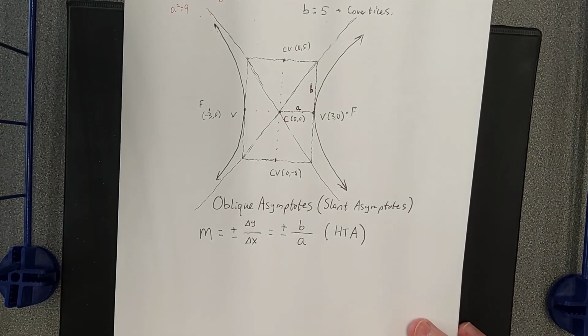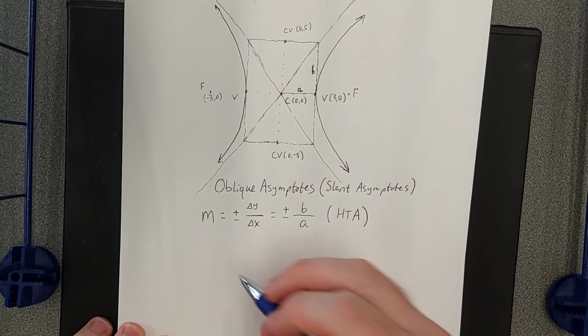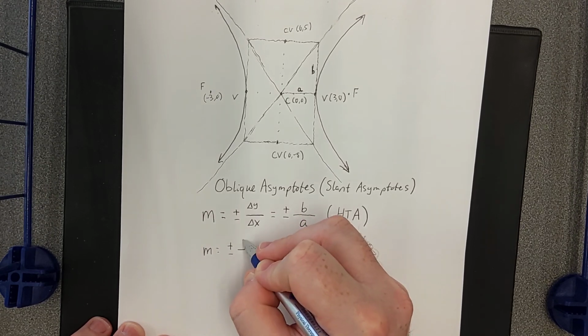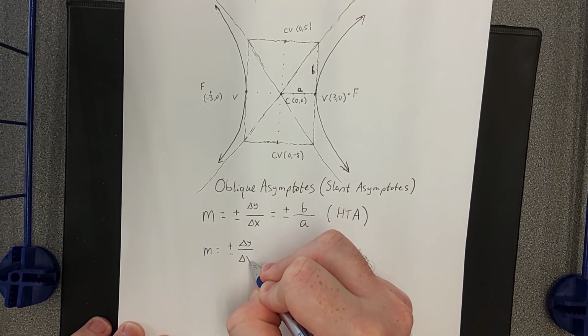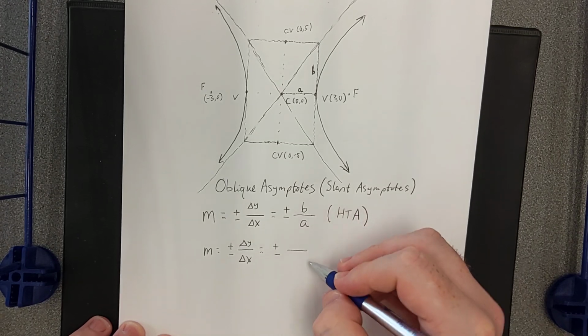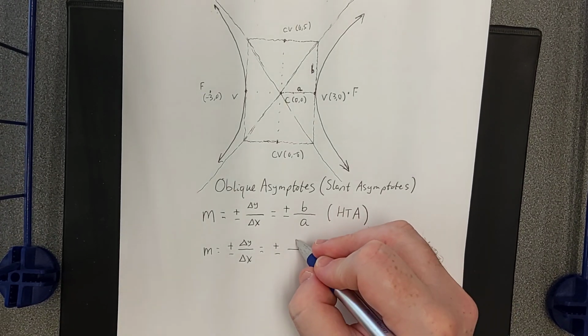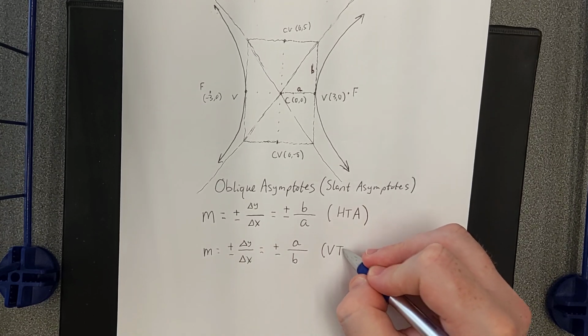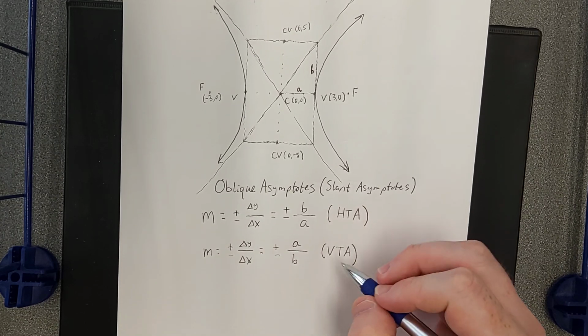Now, in the event that you're dealing with a vertical transverse axis, the slope is still going to be plus or minus the change in y over the change in x. However, because of the reversed orientation, a would then refer to a change in y, and b would refer to a change in x. So this is specifically for the vertical transverse axis.